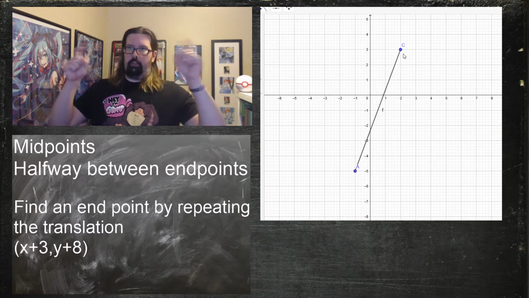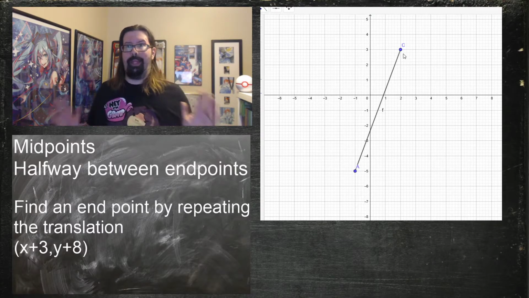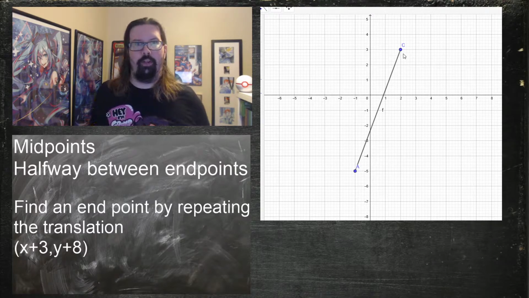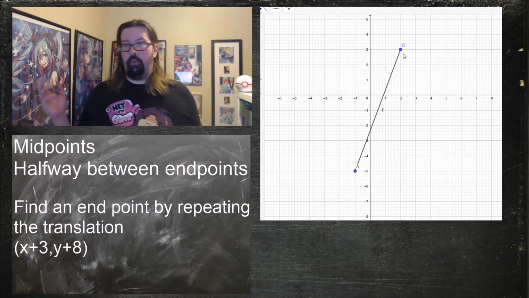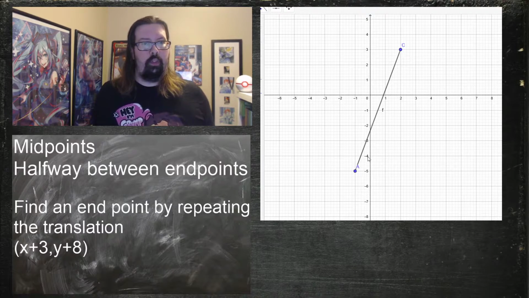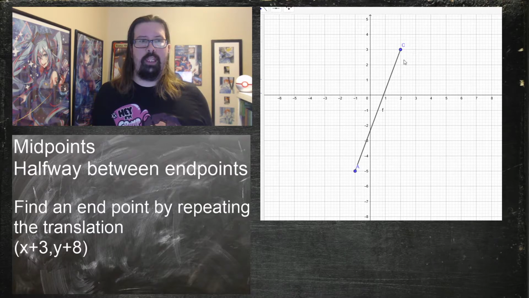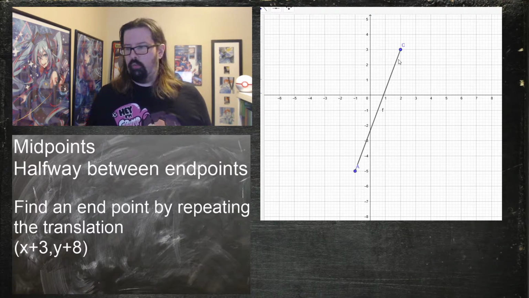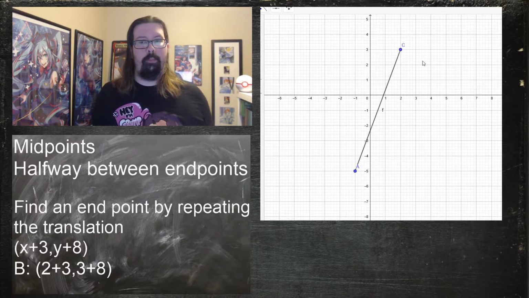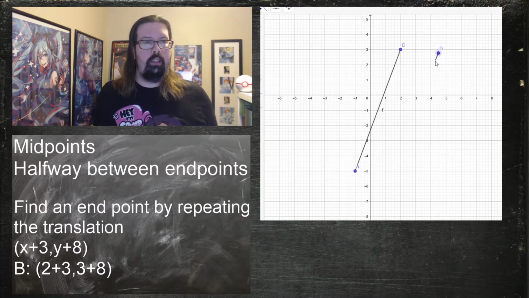We actually already got it on there because I'm really bad at this right now. I haven't learned my lessons. So it is 3 over on the x-axis, and it's 8 up on the y-axis. So since we know that, then we can just take point C and do that same translation, right? And so point B will be, oops.